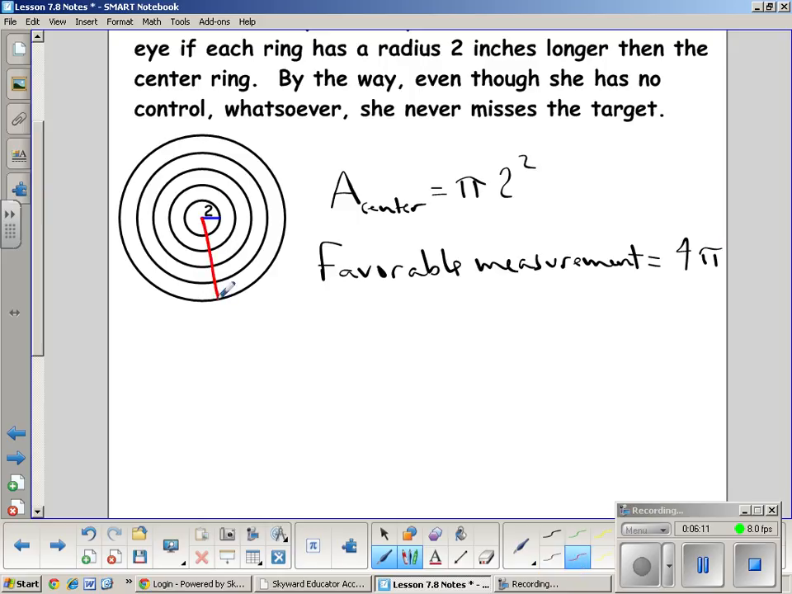So the question is now, how long is that red line? 10? You agree? So it's 2, and every ring is 2 inches longer. So this is 2, 4, 6, 8, 10. So I agree, that's 10 units long, 10 inches long. And so the total possible is going to equal pi times 10 squared, which is 100 pi.